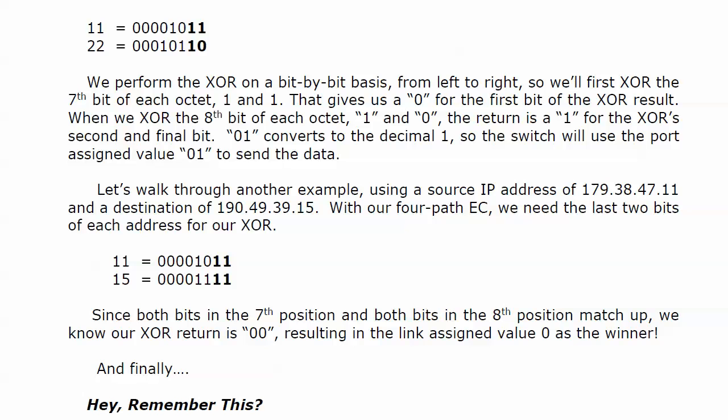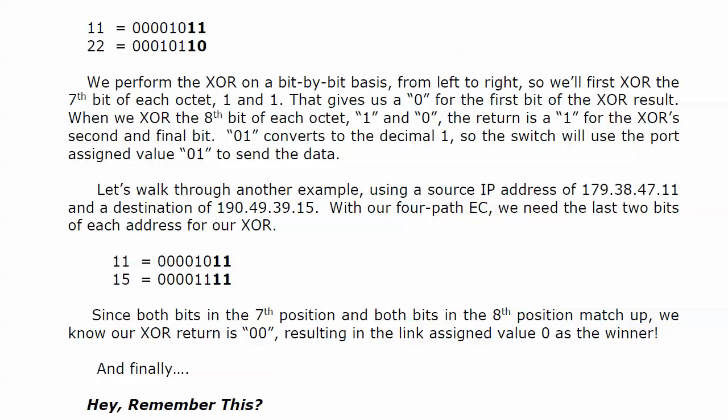Let's walk through another example, and we're going to use a source IP of 179.38.47.11 and a destination of 190.49.39.15. And with our 4-path EC, we need the last 2 bits of each address for the XOR. We break down 11, 00001011. That gives us our 8, 2, and 1 bit set. 15, we know everything after that 16-bit is going to be set: 8, 4, 2, and 1.